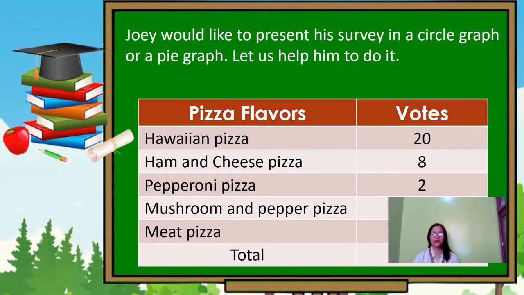So, Joey would like to present his survey in a circle graph or a pie graph. Let us help him to do it. So again, this is his table. So we have the pizza flavors and the votes. Okay, again, the table shows the pizza flavors and the votes from the 40 customers.